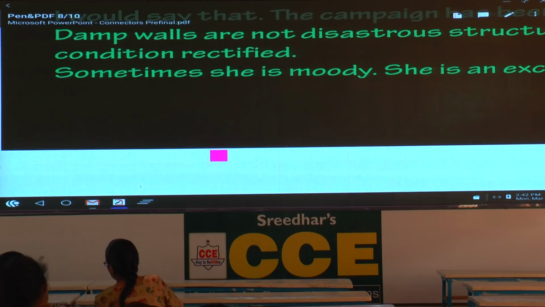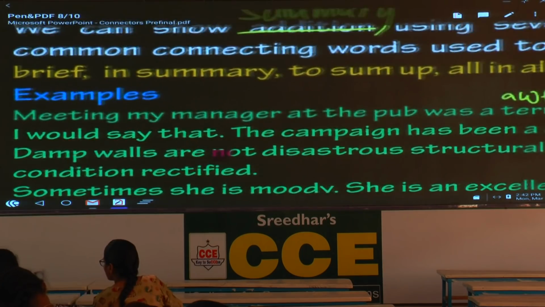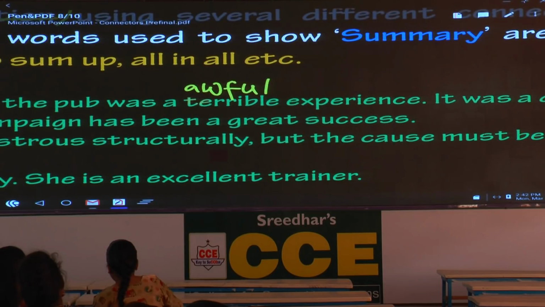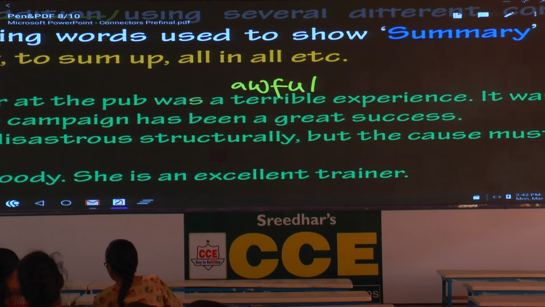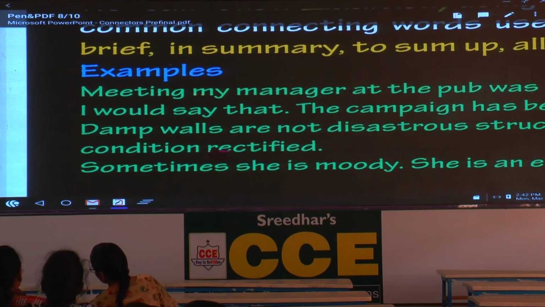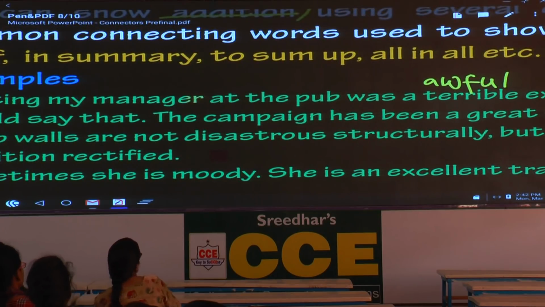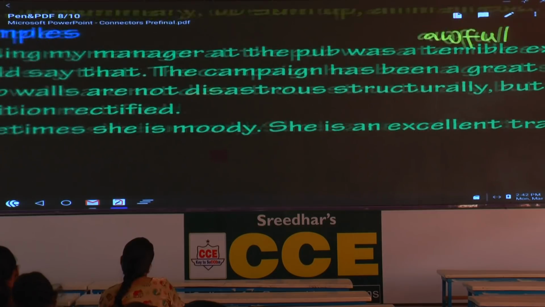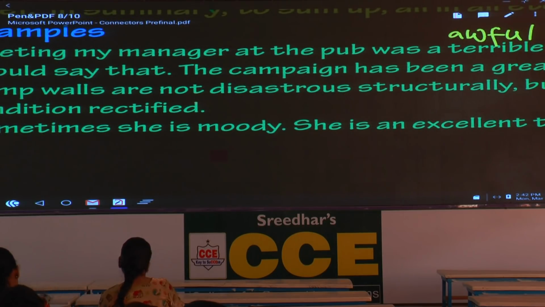Now imagine you have to start with the connector. Start the sentence with the connector. Which one will you use? In conclusion, say yes or no. In conclusion, can you use that to begin with? In brief, no. In summary, it doesn't sound very good. To sum up, so what sounds good? To sum up, please add that. Before the sentence you use to sum up, damp walls are not disastrous structurally. Then it goes smoothly.